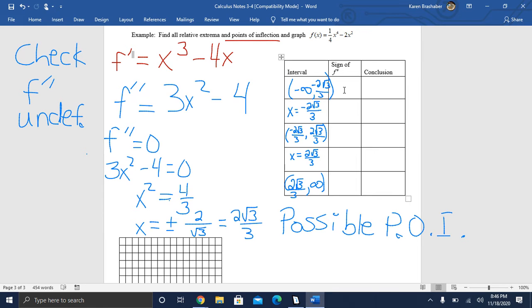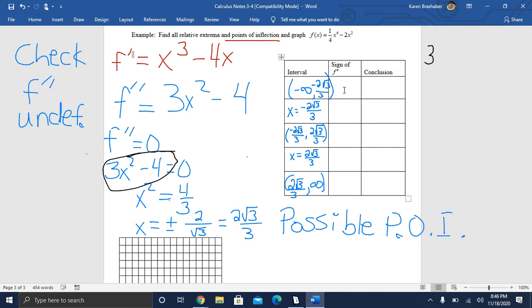So remember that just like we did with the first derivative test, you'll take that number in your interval. This time, remember that you're substituting into the second derivative, so into 3x squared minus 4.